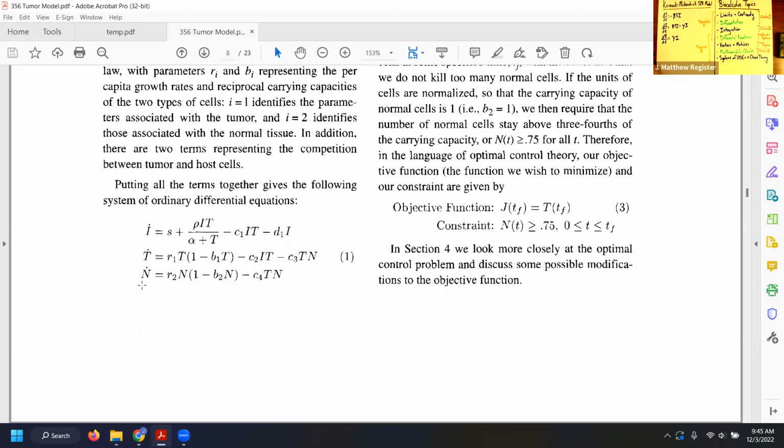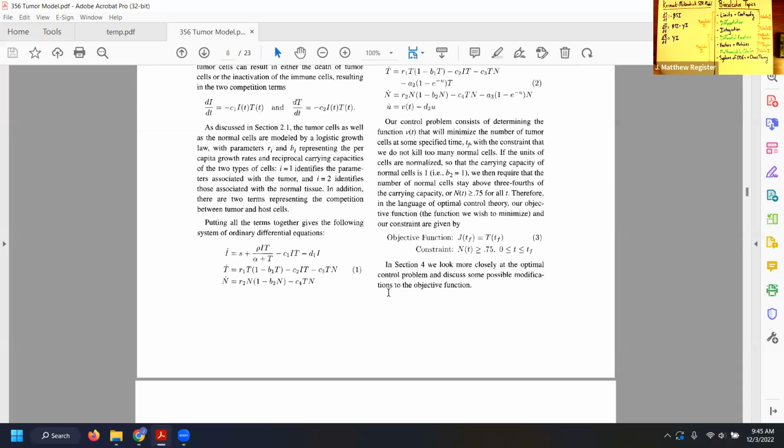For our third one, the rate of change of normal cells, well, again, we have this logistic growth term. And then we have this term, which is the interaction of tumor cells and normal cells has a negative effect on the number of normal cells. And so that's this model. And by the end of this course, you should be able to understand that without me explaining it all.